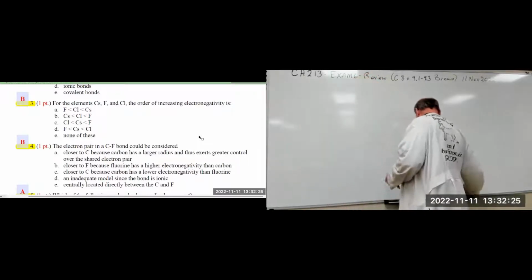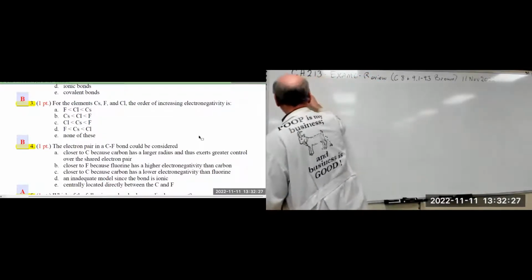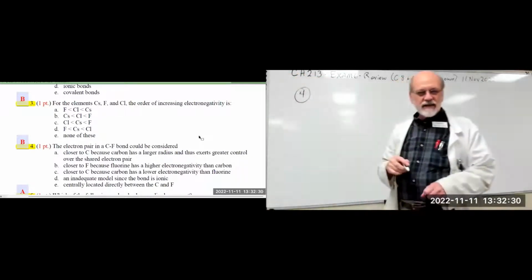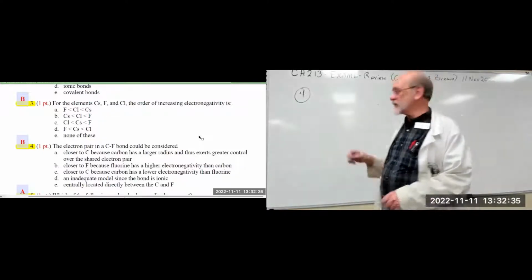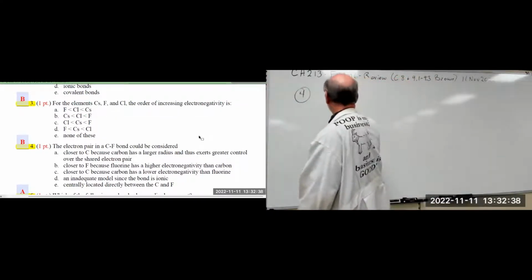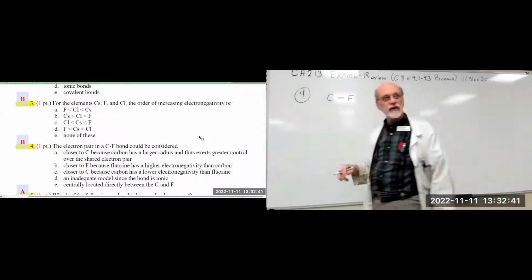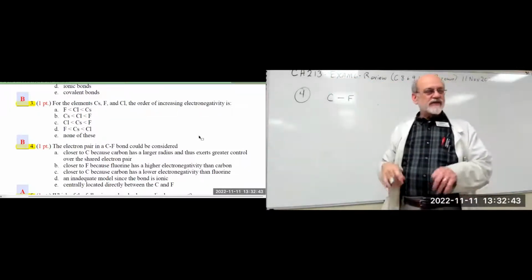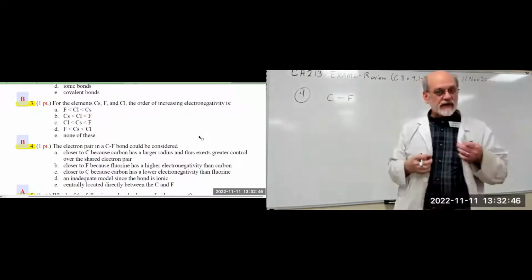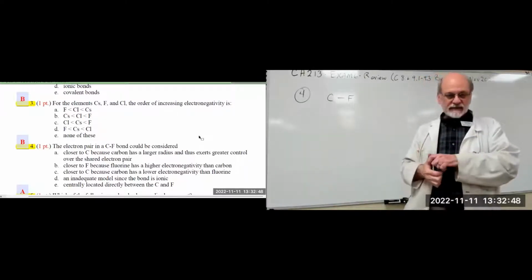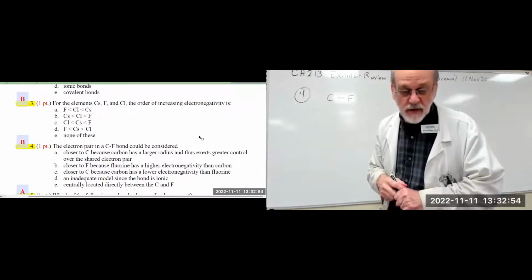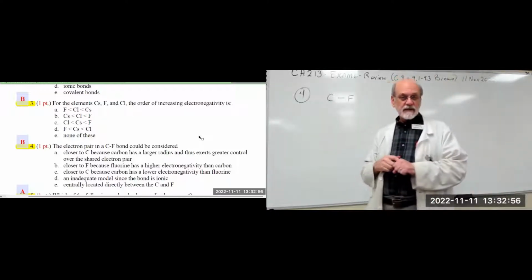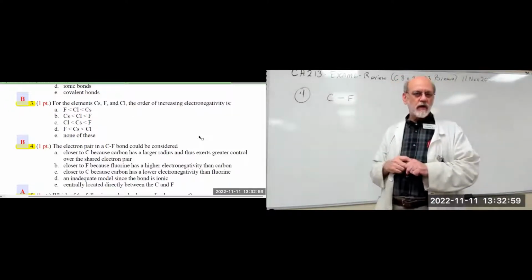Number 4. The electron pair in the CF bond could be considered. Okay, we're talking about that bond between carbon and fluorine. We're not saying it's in any particular molecule. We're just saying for that particular bond, looking at the answers, well, there are several answers. The electron pair could be considered what? Closer to carbon or closer to fluorine?